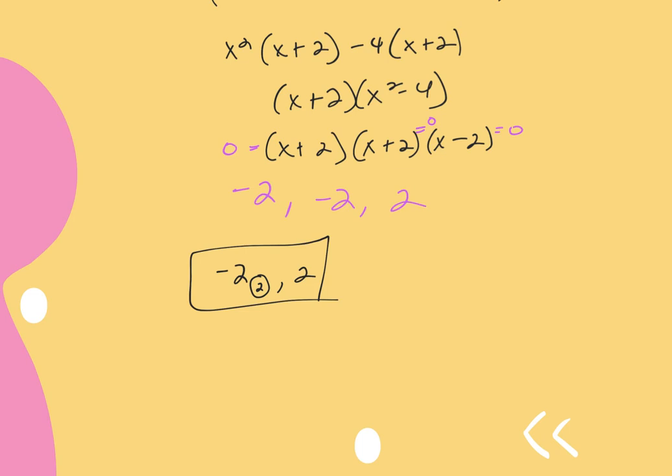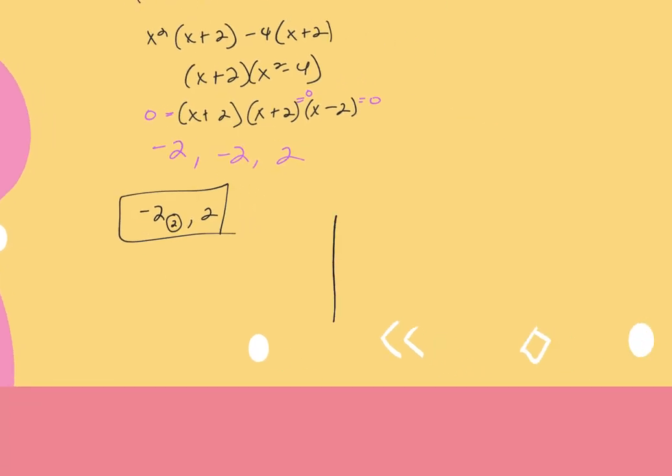But do we also have to label the behavior, or do we just have to graph it? Like do we have to say falls left, rises right, or do we just graph it? It will be both. It could just straight up ask you for end behavior, or it could be part of your graph. So if I was to graph this by hand, I would start with that information.